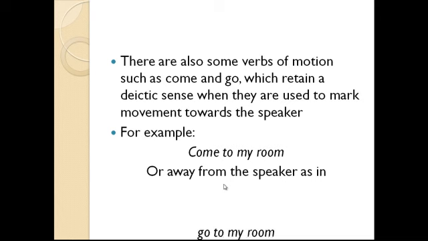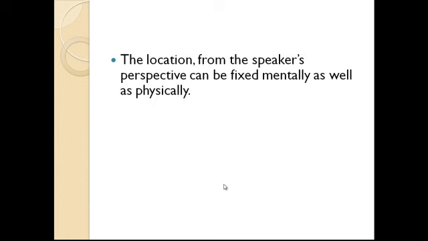The second sentence: "Go to my room." In the second sentence, you can see that what the word "go" is doing is showing movement, but this time away from the speaker. And so where such verbs of motion are marking movement towards or away from the speaker, they also become deictic expressions. The location from the speaker's perspective can be fixed mentally as well as physically.